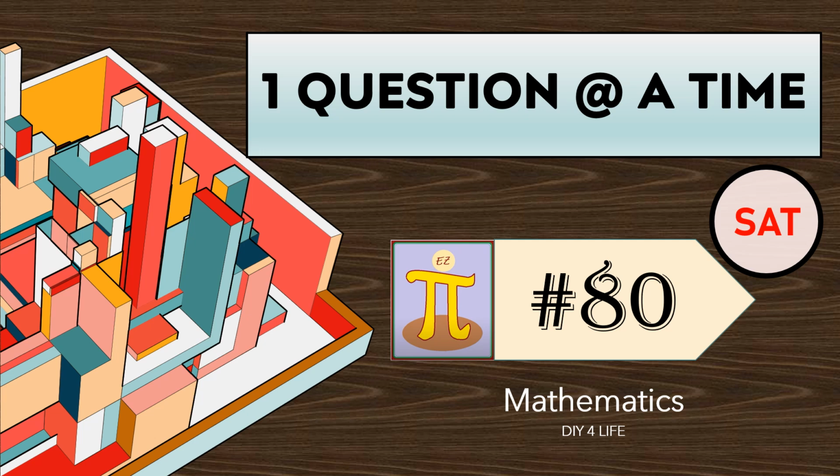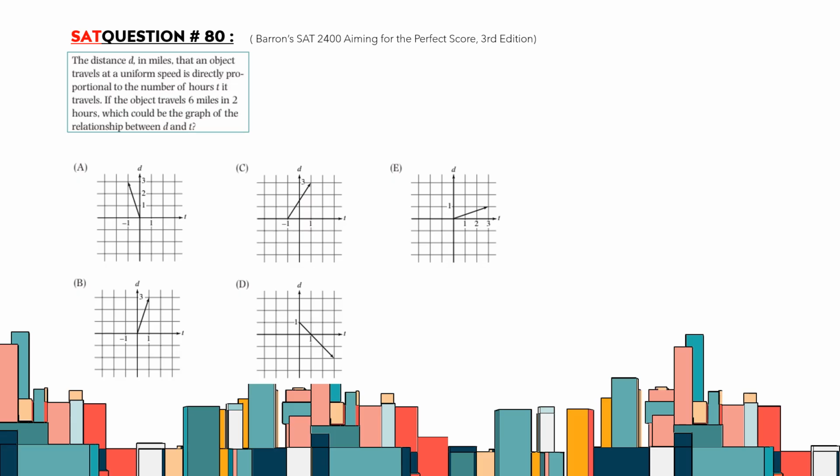Question number 80. The distance d in miles that an object travels at a uniform speed is directly proportional to the number of hours t it travels. If the object travels 6 miles in 2 hours, which could be the graph of the relationship between d and t?